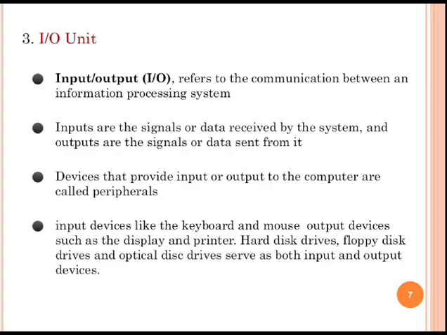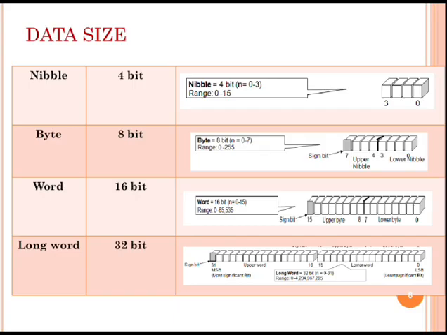The third one is input-output. Input-output refers to the communication between an information processing system and the outside world. Inputs are the signals or data received by the system, and outputs are the signals or data sent from it. Devices that provide input or output to the computer are called peripherals. Input devices include the keyboard and mouse, output devices such as display and printer, and hard disk drives, floppy disk drives and optical disk drives serve as both input and output devices. It is a data size format. Nibble means 4-bit, byte means 8-bit, word means 16-bit, long word means 32-bit.